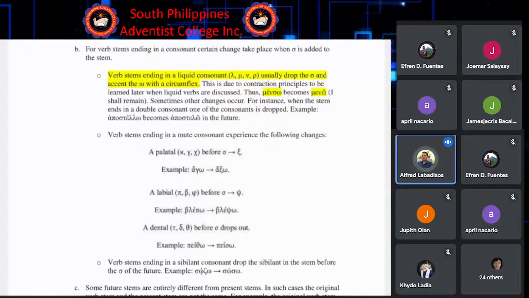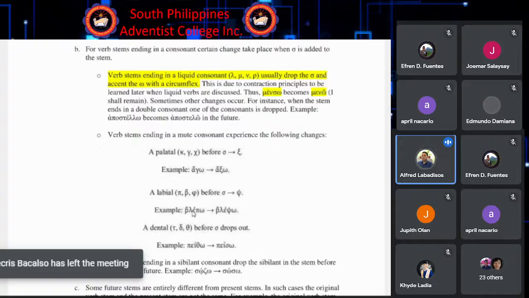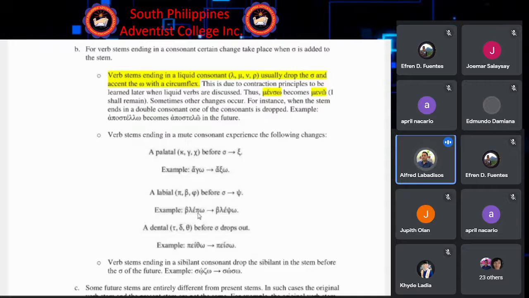Another thing is we have labial consonants: pi, beta, and phi. Before sigma, if you add sigma, it becomes psi. For example, we have blepo. Blepo is in the present tense, meaning I see or I look at. When you change this to the future, if you add sigma here, I will show you.